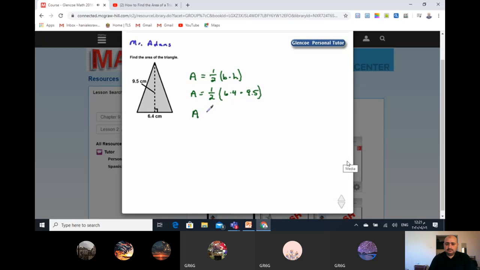And we can use a calculator, maybe help you out on this one. So we use 6.4 times 9.5, we get 60.8. So now we have 1/2 of 60.8. And we'll finish this, 1/2 times 60.8, and we get 30.4. Our units are square centimeters. So the area of this particular triangle is 30.4 square centimeters.